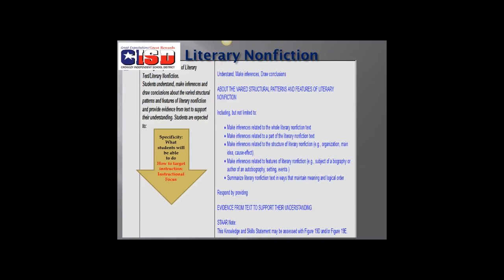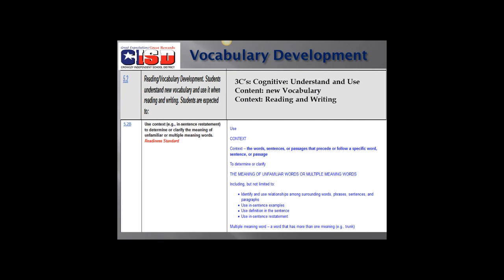Make inferences related to the whole literary nonfiction text, part of the text, related to the structure of literary nonfiction, related to features of literary nonfiction, and be able to summarize literary nonfiction in ways that maintain meaning and order. And they need to respond to literary nonfiction and provide evidence from the text to support their understanding.